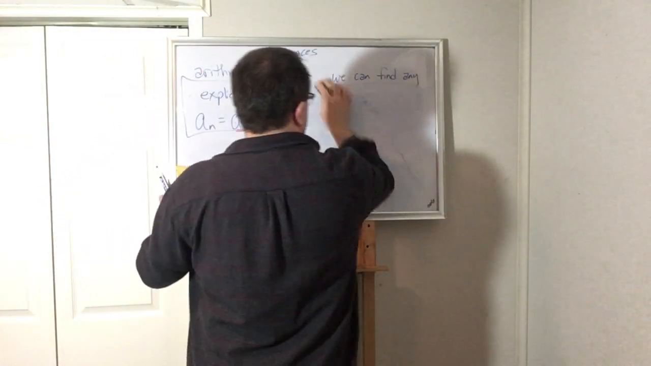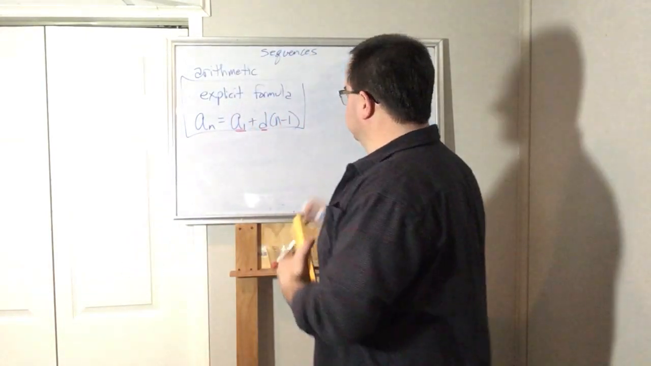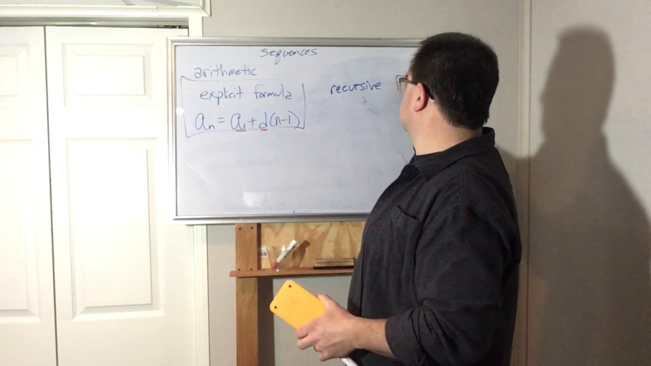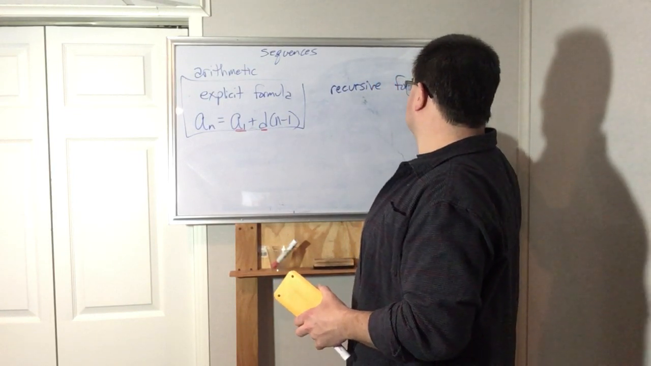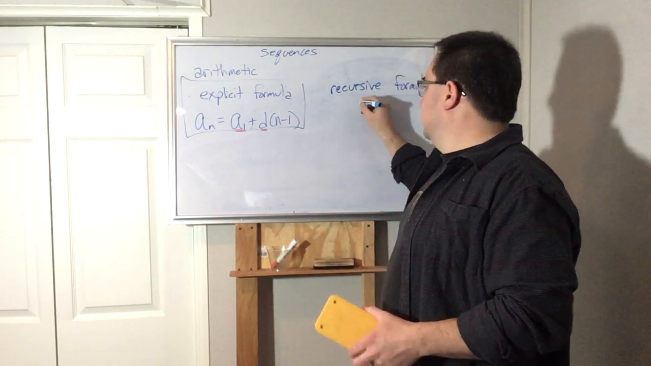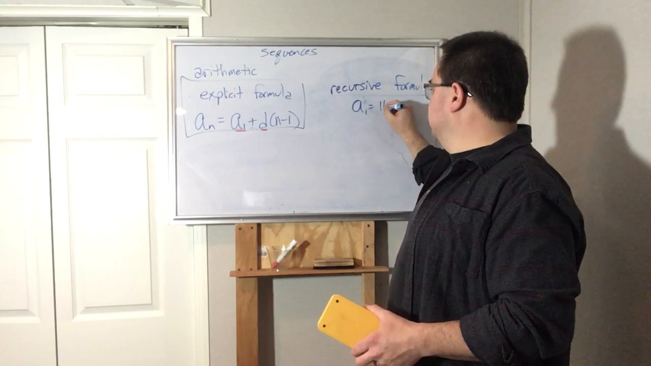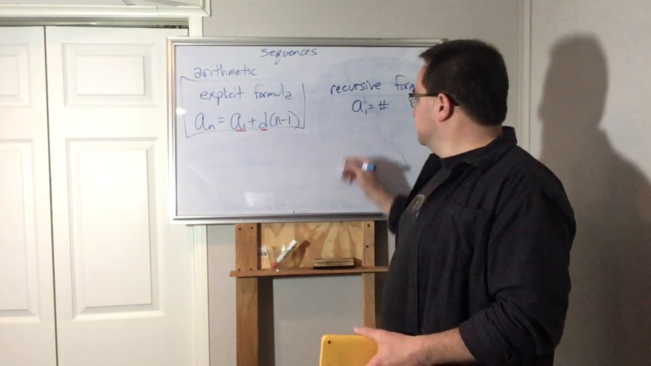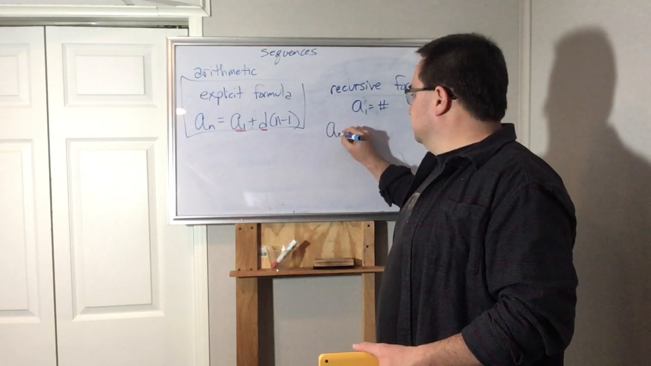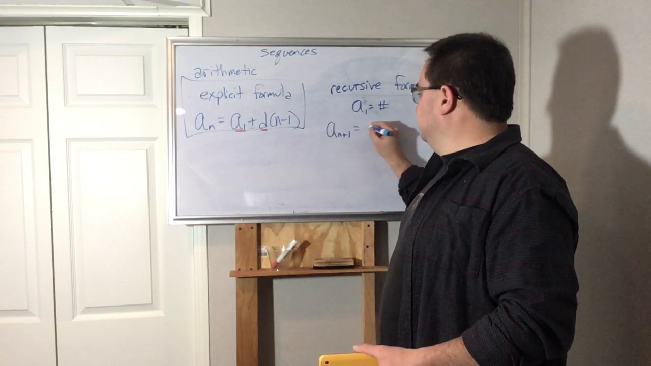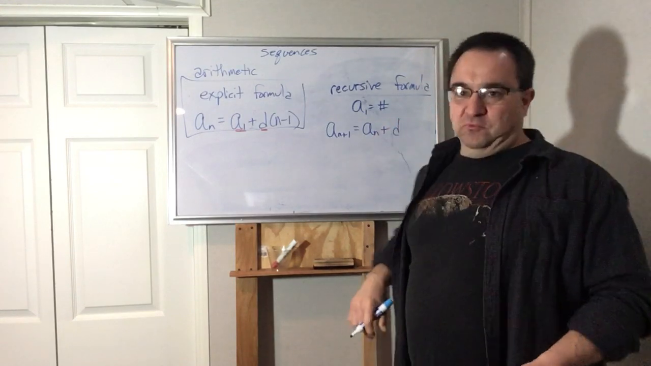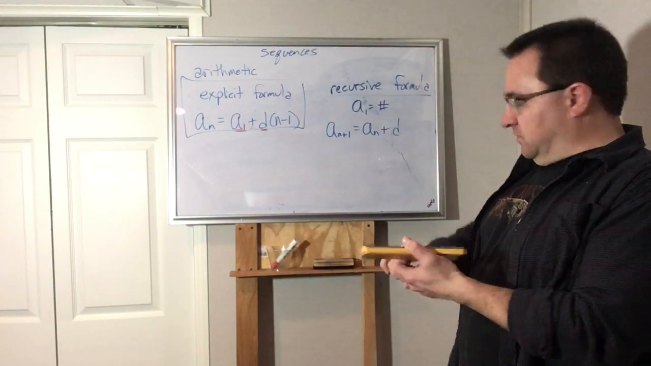Now there's another formula, which people don't like as much, called a recursive formula. And this gets a little weird. So we have a1 is some number. The first term, you've got to say what that is. And then we get this really weird thing: a sub n plus 1 equals a sub n plus d. People really struggle with that. What does that mean?